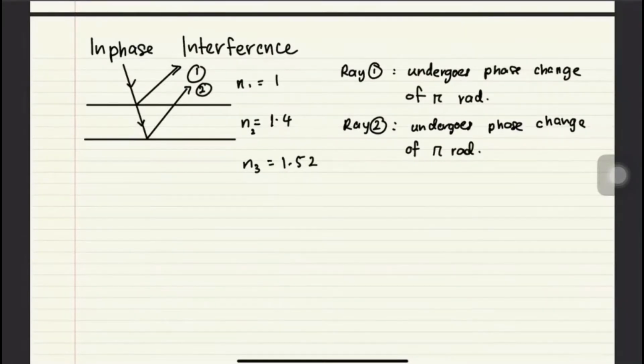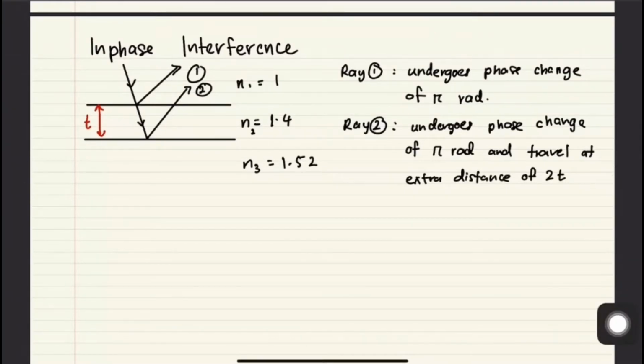Okay, but at the same time, over here is the thickness of the coating. We label this one as t, thickness. Because the light actually travels in and then out, you can see that the ray 2 travels at an extra distance of 2t. So you can add lah. Travel at extra distance of 2t.